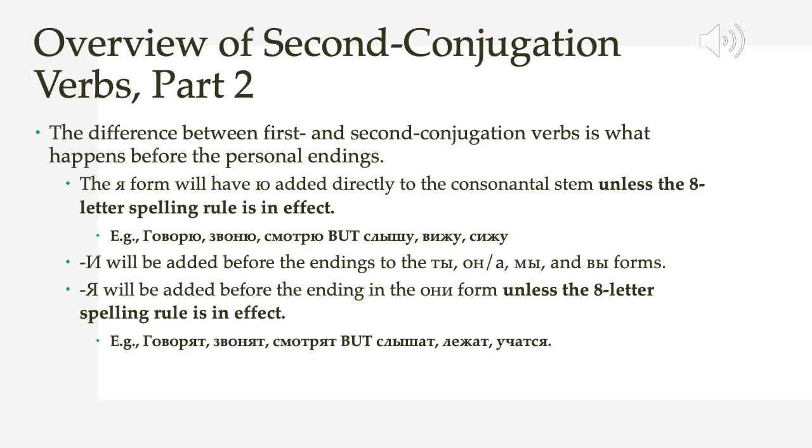And then for the middle persons, the ti, on, ana, mi, and vi forms, we're going to add i before the endings. So we'll have ish, it, im, and ite. And then for the oni form, we're going to add ya before the personal ending, so yat, unless the eight-letter spelling rule is in effect. So again, we have говорят, звонят, and смотрят, but слышат, лежат, and учатся.